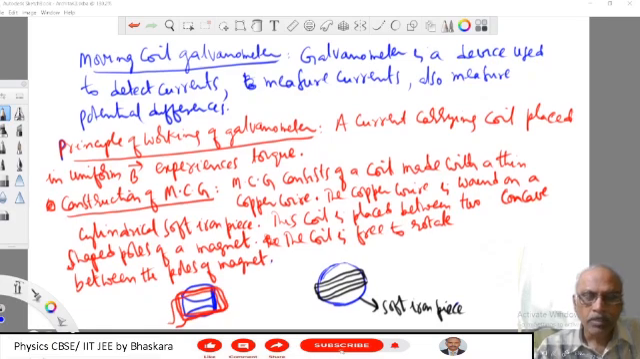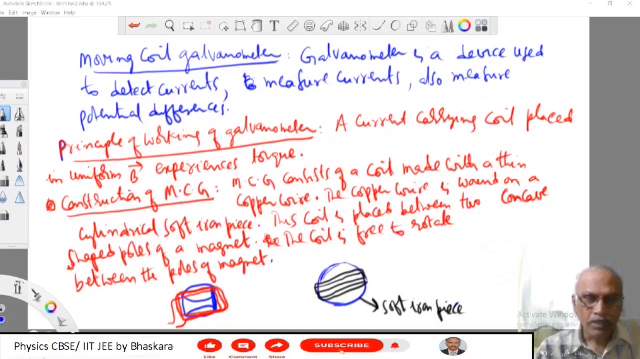Construction: a moving coil galvanometer consists of a coil made with a thin copper wire. The copper wire is wound on a cylindrical soft iron piece. Why a cylindrical soft iron piece? This is also a short answer question. The soft iron piece helps to make the magnetic field strong. Also, it helps in providing a radial magnetic field.